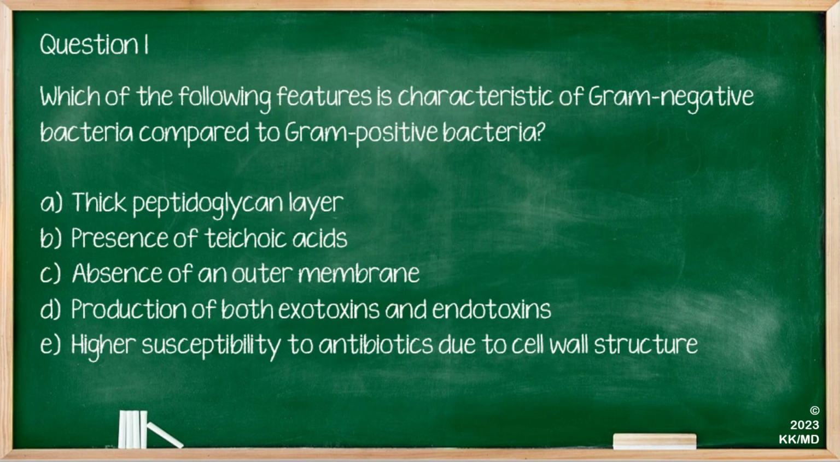So now let's try a question. Which of the following features is characteristic of gram-negative bacteria compared to gram-positive bacteria? Our options are: A, a thick peptidoglycan layer; B, presence of teichoic acids; C, absence of an outer membrane; D, production of both exo and endotoxins; and E, a higher susceptibility to antibiotics due to cell wall structure. You will remember from our table earlier that the correct answer here is D. Gram-negative bacteria produce both exo and endotoxins, whereas gram-positive bacteria only produce exotoxins.